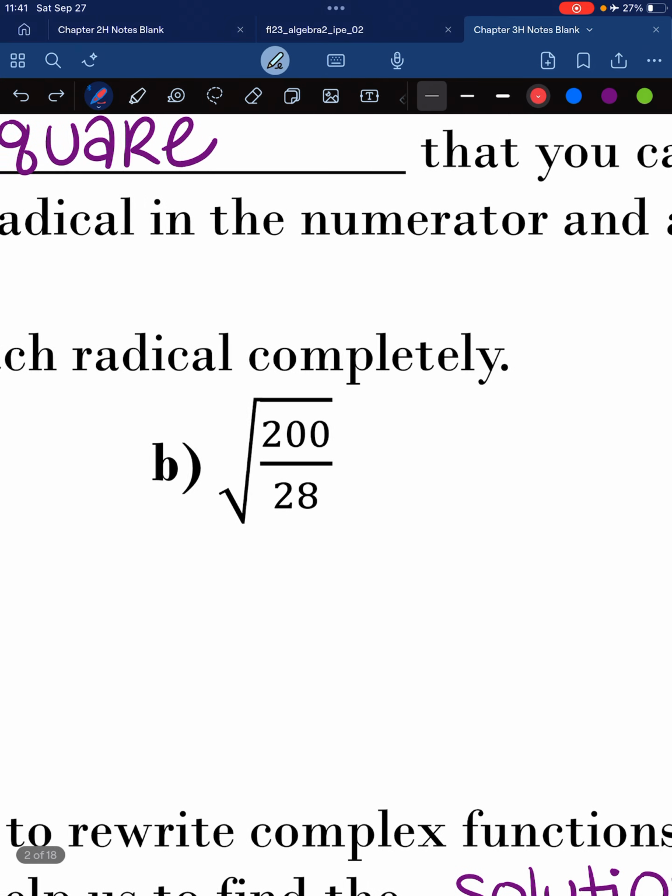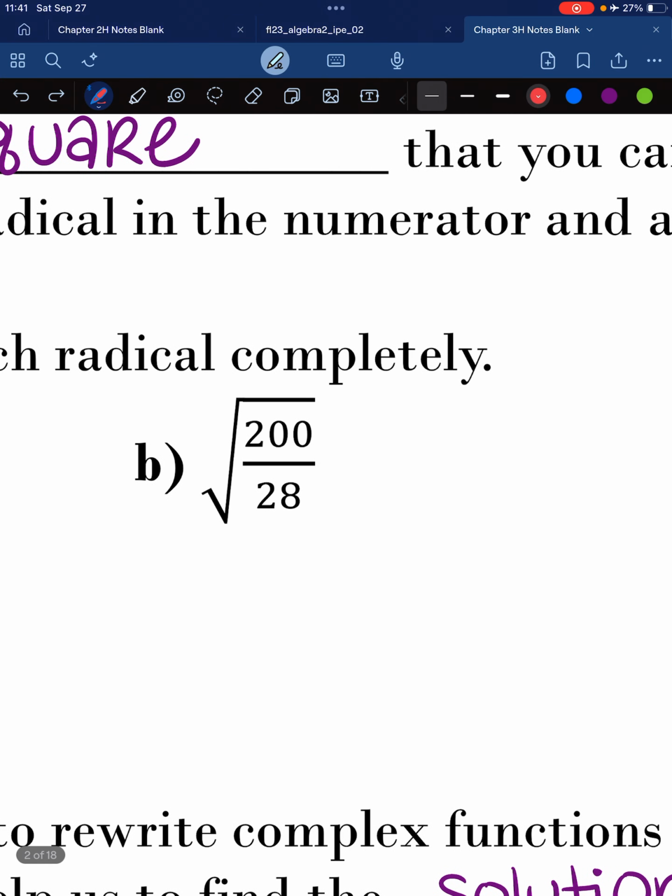Okay, so let's try that again. Here we go in B, and I noticed that both of those are even at least, so I definitely can simplify that fraction. So I'm going to go ahead and simplify this. We can actually divide them both by 4, I believe. We're going to end up with the square root of 50 over the square root of 7. Oh, and look at that.